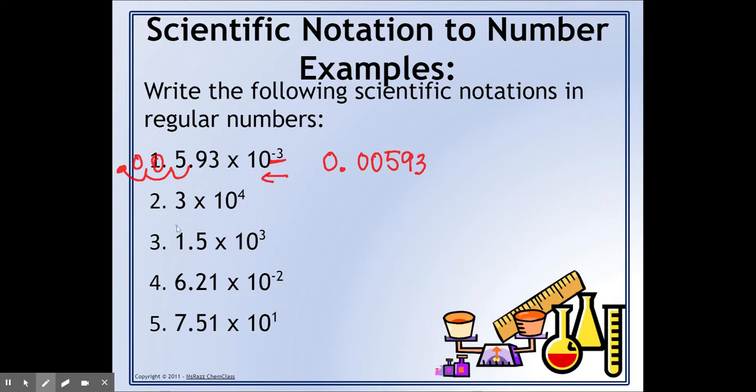Our next example is 3 times 10 to the 4th. That 4 is positive, so we're going to move to the right. Starts at the bottom, and we're going to move 4 to the right. 1, 2, 3, 4. Fill in with zeros. So we end up with 30,000.